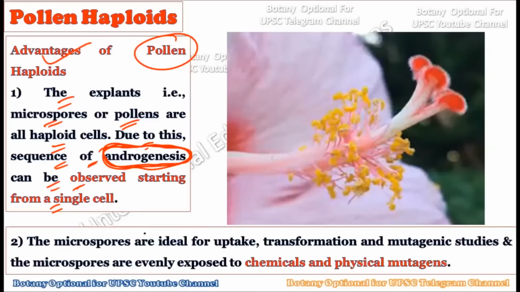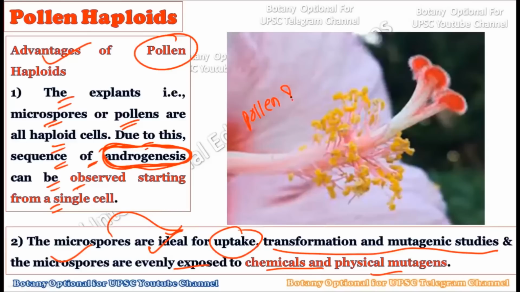Okay, now the microspores are very ideal for uptake, and for transformation and mutagenic studies, as the microspores are easily exposed to chemical and physical mutagens. So basically here we can understand how mutations occur in these particular pollen grains. Okay, we know mutations occur during sexual reproduction.